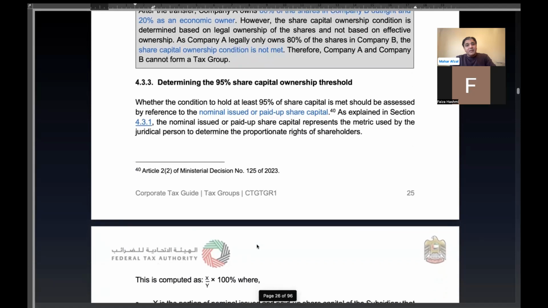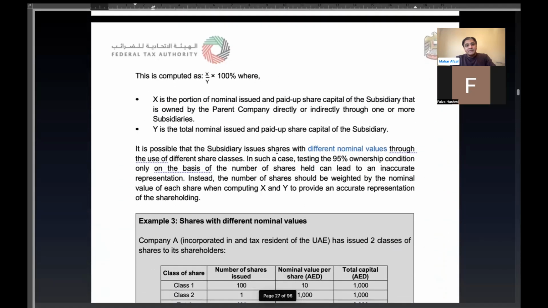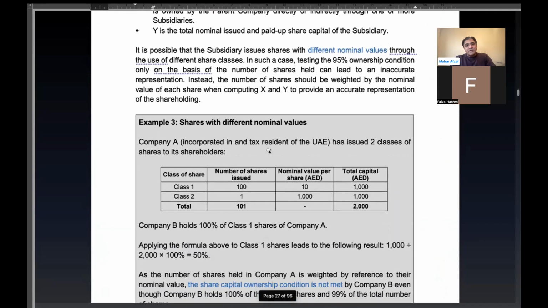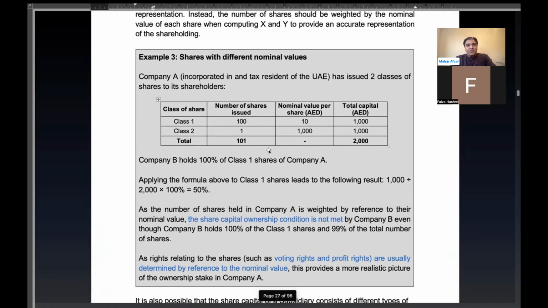The 95% threshold, nominal, issued or paid up capital, we have already discussed. Now, different nominal values. This example is very classical, by the way. It will give you a lot of clarification. Class 1: number of shares are 100, nominal value per share is 10, so the total share capital is 1000. Class 2: number of shares is 1, value is 1000. So the total value of the total capital is 2000. This is my nominal value, this is the total value, these are the number of shares. Apparently, number of shares are 101, value is 2000.